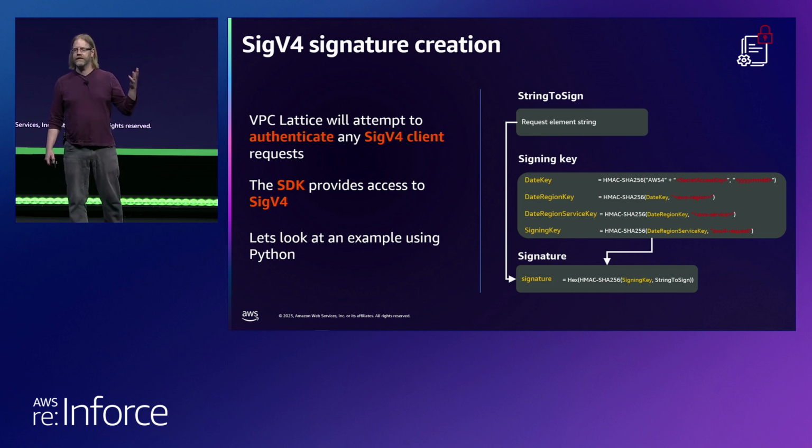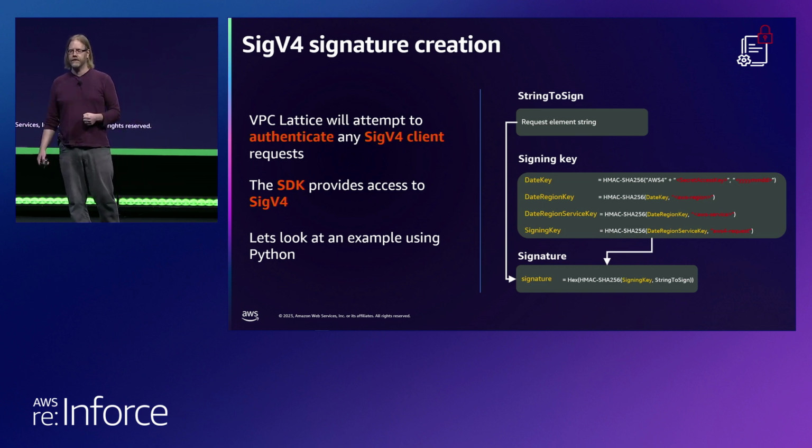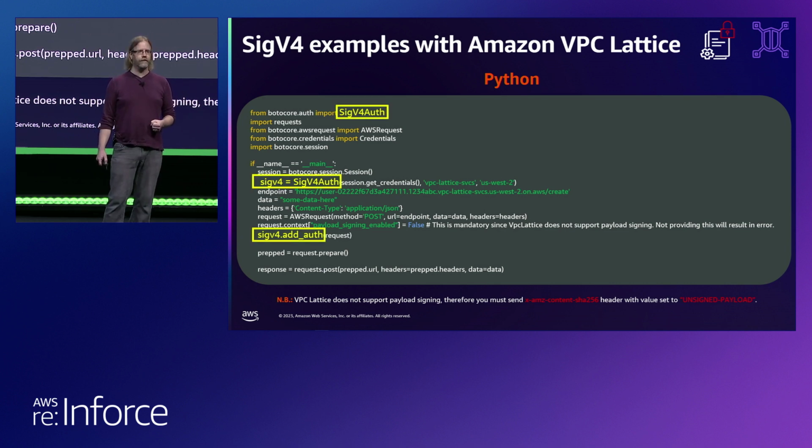So VPC Lattice will attempt to authenticate any SigV4 coming in, right? And we do have an SDK that will provide access for this, so you can actually add this into your code. I'll give you an example. I'm using Python. It's one of my favorites. It's also up on the public documentation too, but I'm just going to highlight here where we're calling out SigV4 in this string.